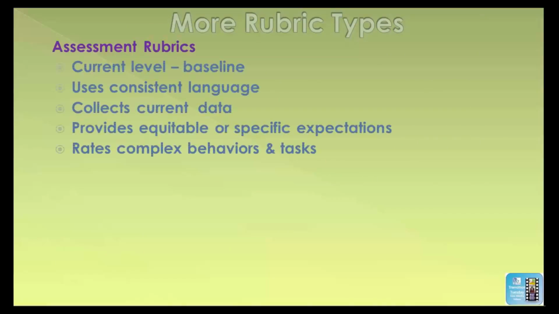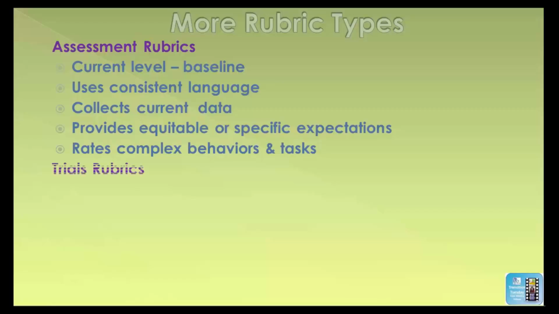Other rubric types or formats include assessment rubrics. They can show the student's current level of functioning or baseline. They use consistent language. They collect current data. They provide equitable or specific expectations. And they rate complex behaviors and tasks.